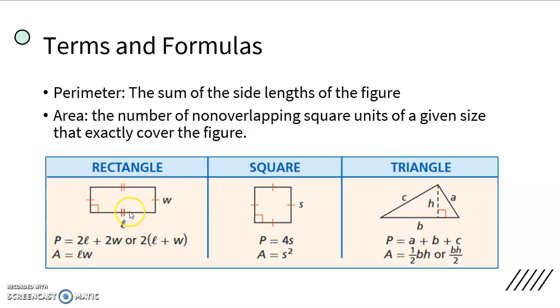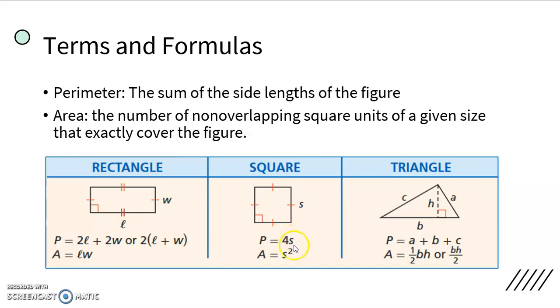For a rectangle, remember, it has two pairs of congruent sides, and it has right angles. The perimeter, you can find it by simply adding up all four of these sides, and that would be acceptable, but there is a shortcut. You can do 2 times the length plus 2 times the width, or you could even write it like this, length plus width times 2. And that would find the perimeter for you. It's a shortcut. Now for area, it's just length times width. And you probably remember that from earlier in your school years.